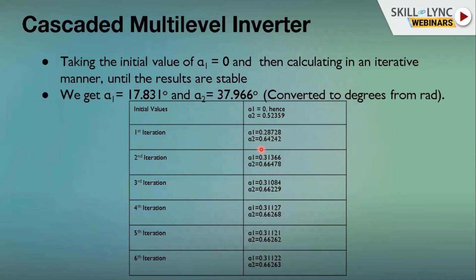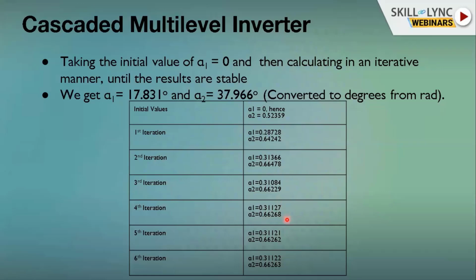You keep on putting these values in the same fashion till you see that your values become stable. From the third or fourth iteration, you see that the difference is very small. If I look at alpha 2: 0.66229, 0.66268, 0.66262, 0.6626. See the amount of accuracy we get after 5 iterations. Similarly, for the value of alpha 1, you're at 0.31084, then 0.31127, 0.31121, 0.31122.